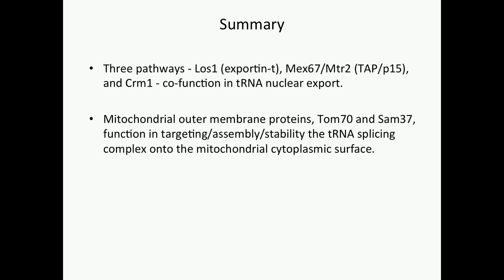Okay. So in summary, our unbiased genome-wide screen for defects in tRNA biogenesis has uncovered 162 novel genes. 3 of them are now implicated in the delivery of precursor tRNAs from the nucleus to the cytoplasm, and 2 of them are now implicated in the assembly or the targeting of the tRNA splicing endonuclease complex to the mitochondrial surface.